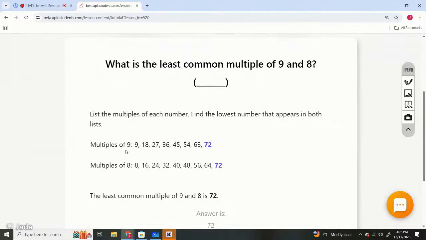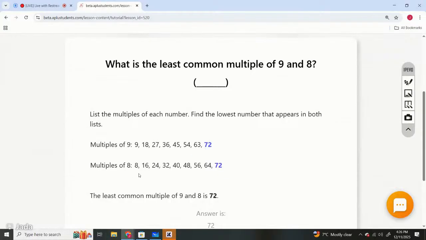See, we need to write down the multiples of 9. They all are the ones that are in the table of 9. 9 times 1 is 9, 18, 3 is 27, 4 is 36, 5 is 45, 6 is 54, 7 is 63, and 9 times 8 is 72.